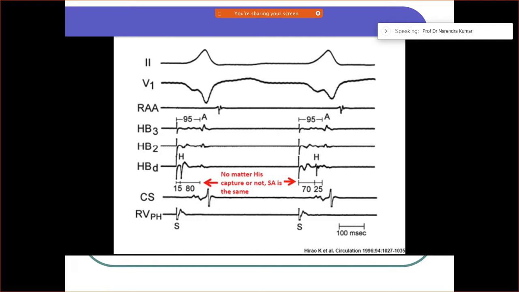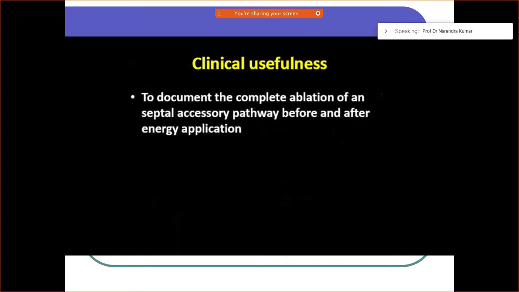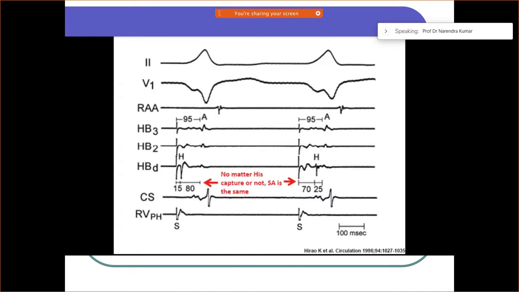So what is happening over here? Despite the loss of His bundle capture, the stimulus to A interval and the retrograde atrial activation sequence remain constant. It indicates that retrograde conduction was dependent on the timing of the ventricular activation and not on the timing of the retrograde His activation. Thus, the presence of a retrograde conducting septal pathway can be identified by a fixed SA interval regardless of the His bundle capture.